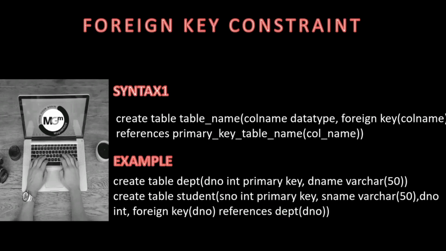In create table department, D number int primary key, where D number is the primary key, and D name varchar of 50. In the student table, S number int primary key, which is the primary key, S name varchar of 50, D number int, and D number acts as the foreign key in the student table. So we give foreign key of D number references department, which is the parent table, of D number, which is the column name in the parent table.